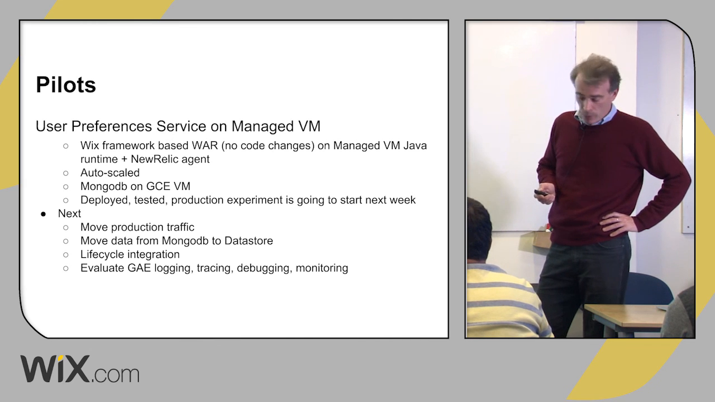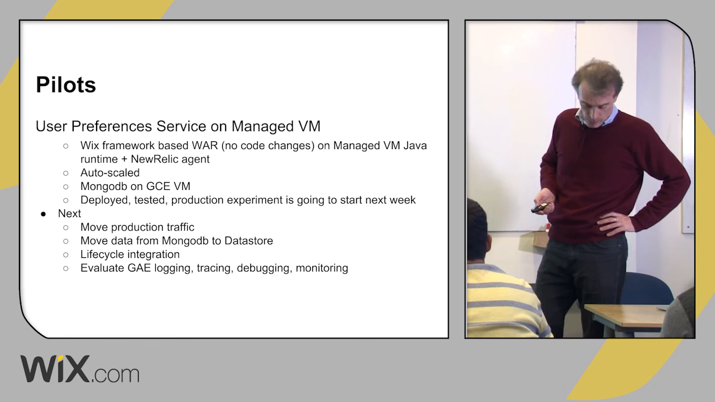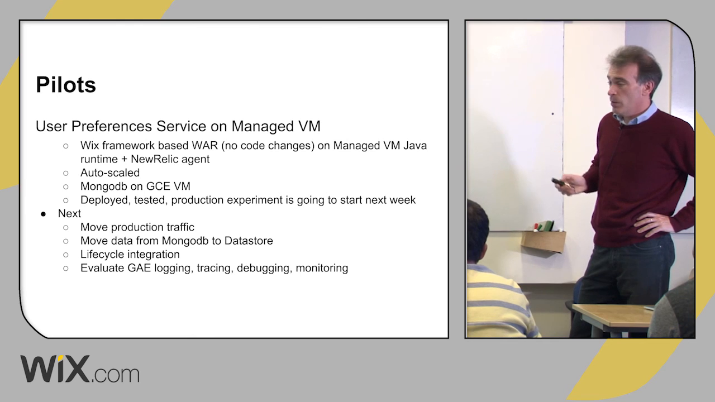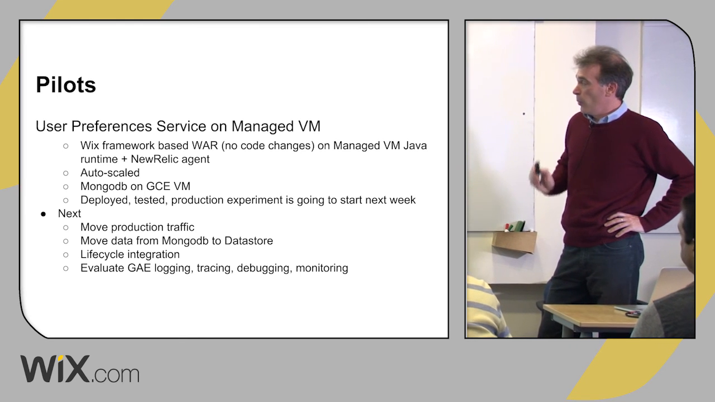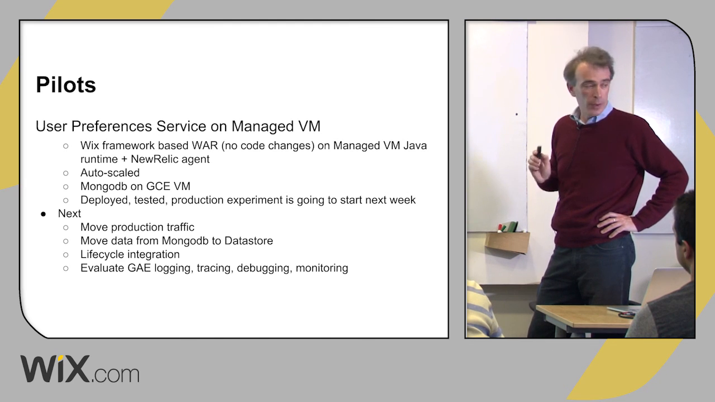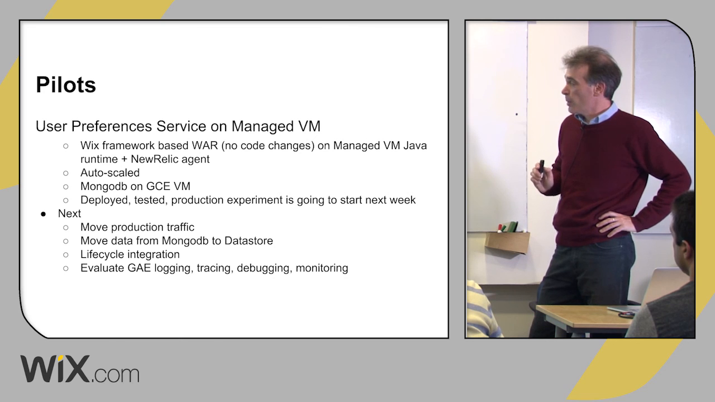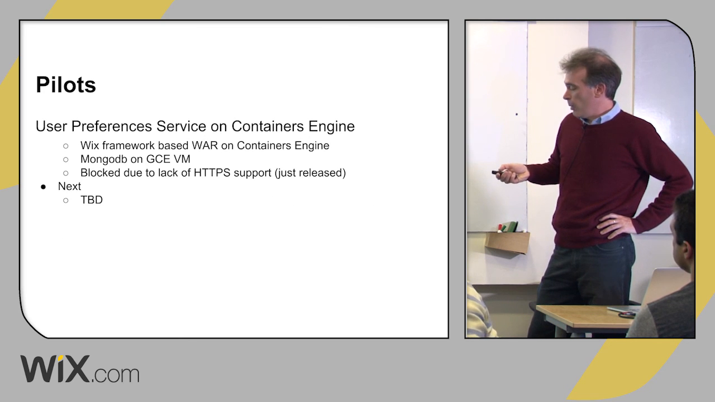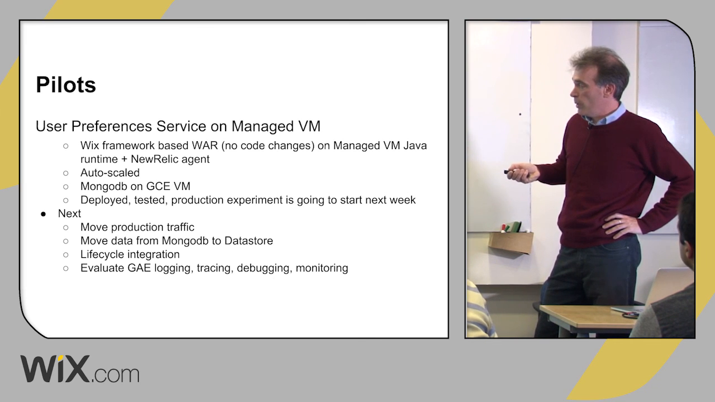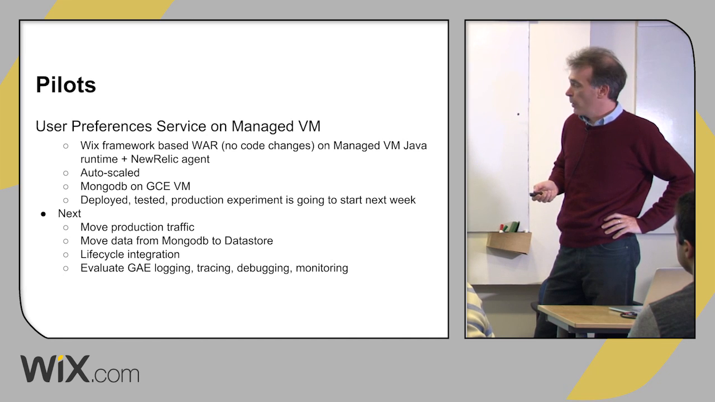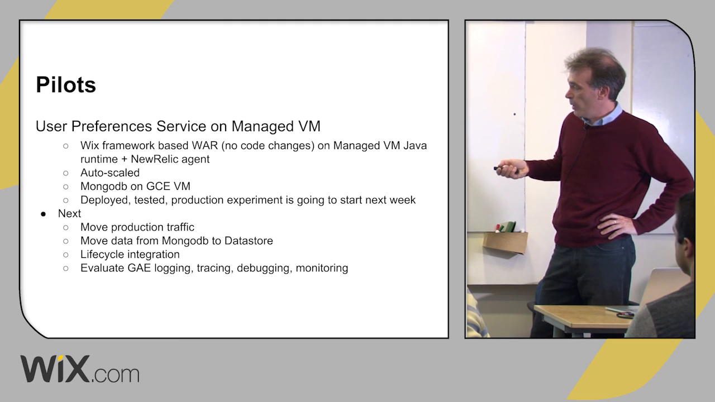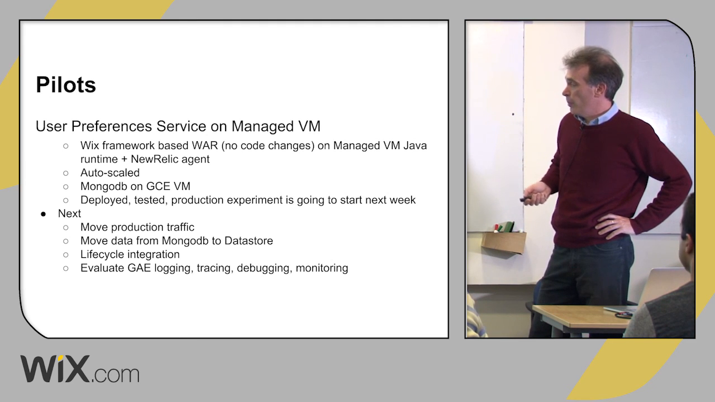Managed VM, what we learned, what our current state is and what we plan to do. Good news, it works. We have a New Relic agent installed in it. It auto-scaled. We tested auto-scale with load. It works. Currently, it communicates with MongoDB, which we created an instance of on Compute Engine. But at the next stage, we plan to migrate data to Datastore.